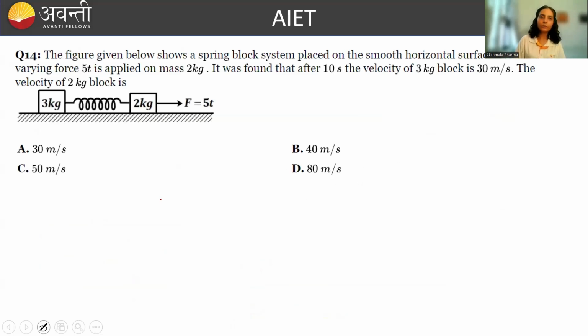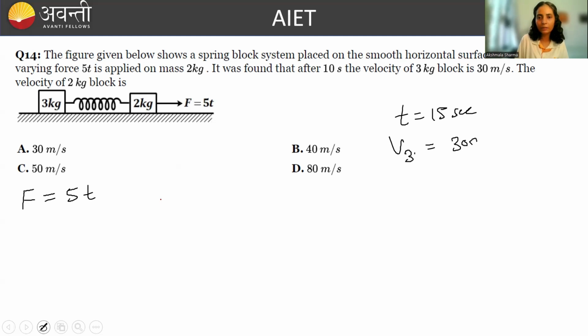Now let's calculate this question. Let's solve this. The figure given below shows a spring block system placed on a smooth horizontal surface. A time varying force F equal to 5t is applied on a mass of 2 kg. It was found that at t equal to 15 seconds, the velocity of the 3 kg block is equal to 30 meters per second. So what will be the velocity of the 2 kg block?